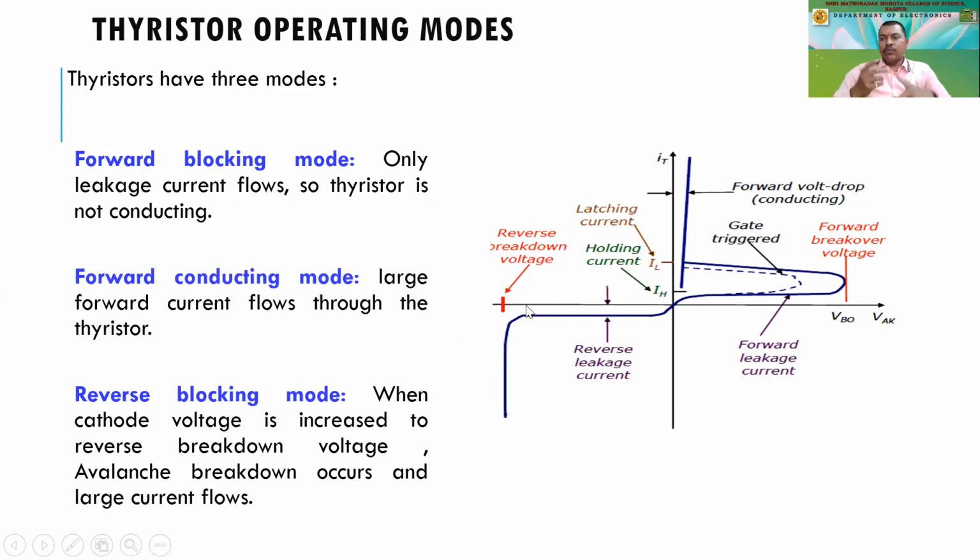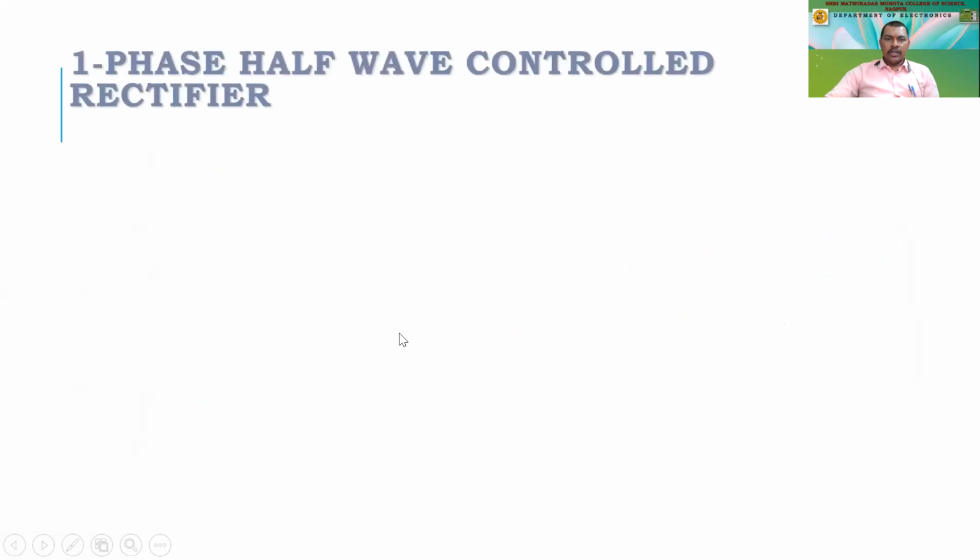If you increase the reverse bias, we are changing the terminal potential. So the negative terminal is connected to the cathode, and the positive terminal is connected to the anode. This is the general connection diagram for forward bias of an SCR. Whereas if you connect it in reverse bias, then the leakage current will flow through that, and if you further increase it to the reverse breakdown voltage, there is a huge amount of reverse current flowing through this. So these are the characteristics of an SCR or a thyristor.